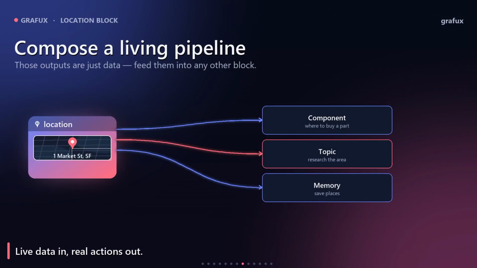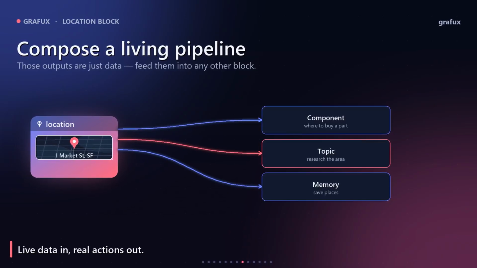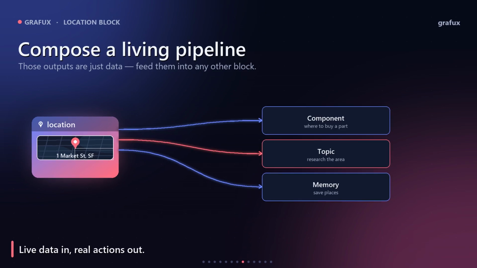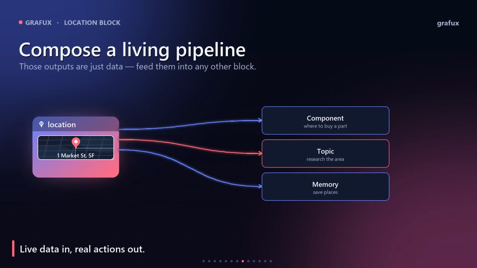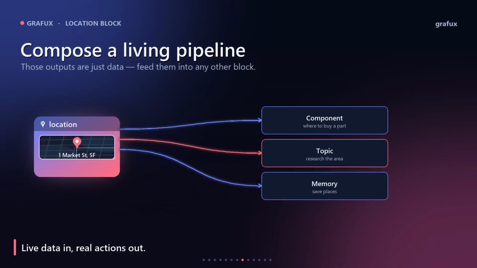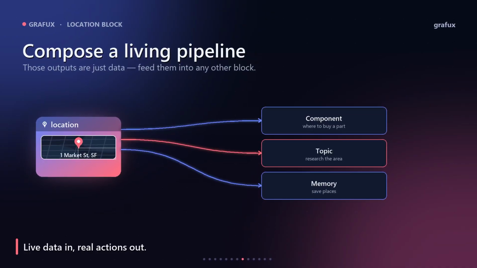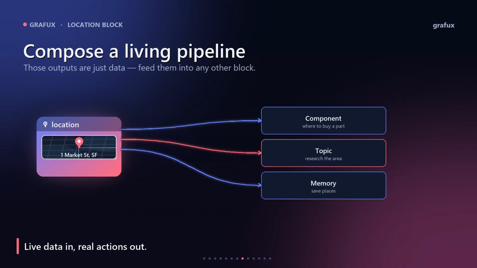And because those outputs are just data, the real power shows up when you compose. Feed the location block into a component block, a topic block, and a memory block, and watch the whole thing come alive. In minutes, you have built a living, breathing pipeline, visually, with zero code. Change one block, and everything downstream updates automatically, always in sync.